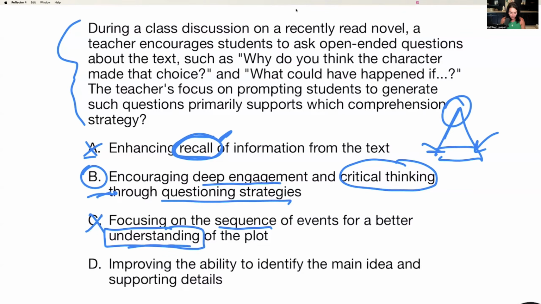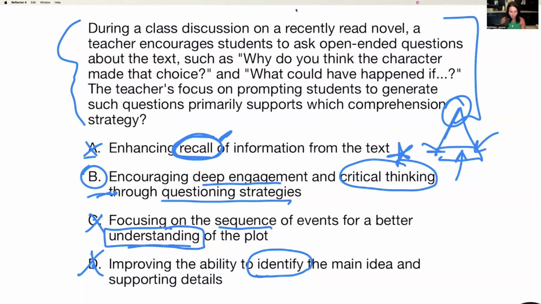D, improving the ability to identify. Identify is also at the bottom of the pyramid. So essentially this has 1, 2, 3 bad words. Now, is it bad to have students work on recall? Is it bad to have students work on understanding and identifying? No, absolutely not. They need those skills. But on the test, if we see something that says critical thinking, that's the winner. That's the winner. All right.